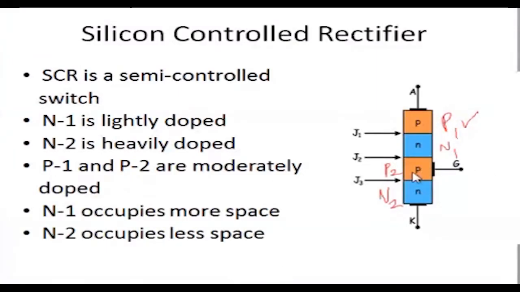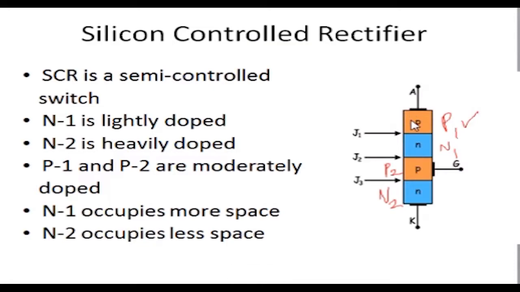The P2 layer is moderately doped and moderately spaced. It is lightly heavily doped. Sometimes it is called heavy, even though it is heavily doped, but when compared to N2, the doping levels are somewhat less. That's why it is called lightly heavily doped. The lightly heavily doped junction layer is P2.